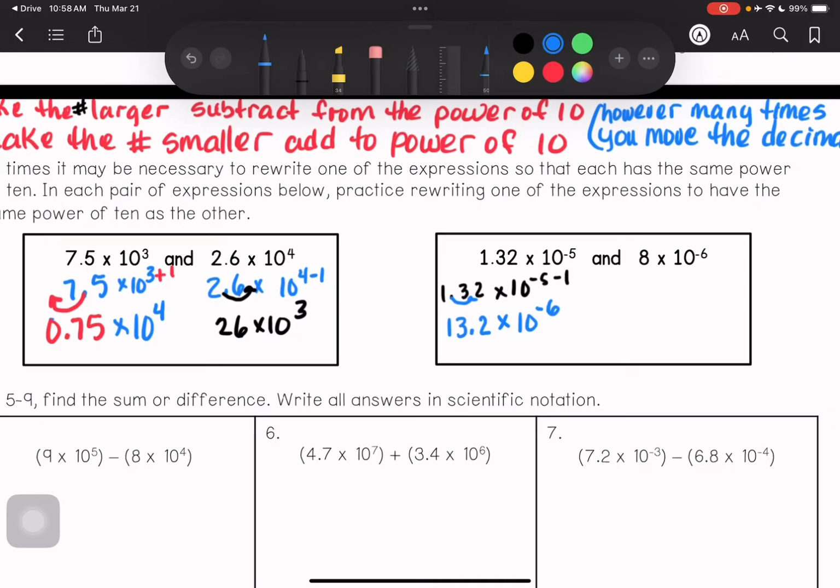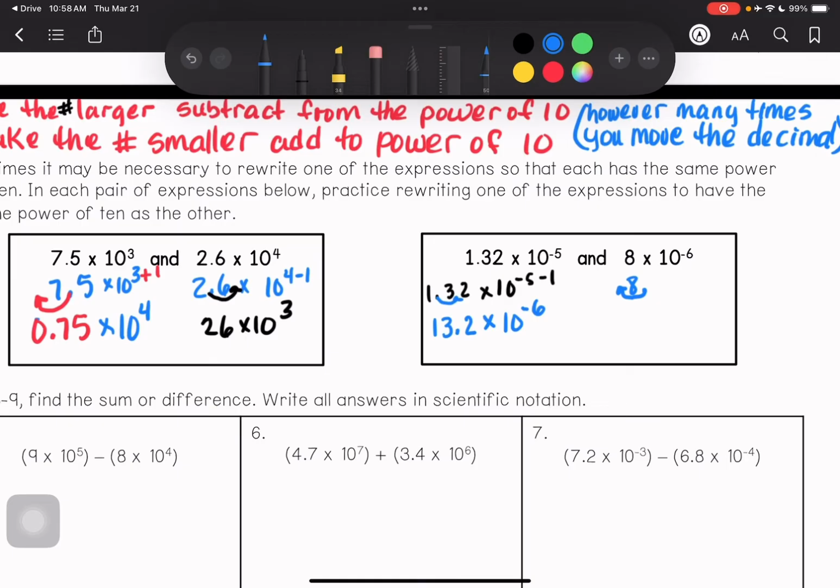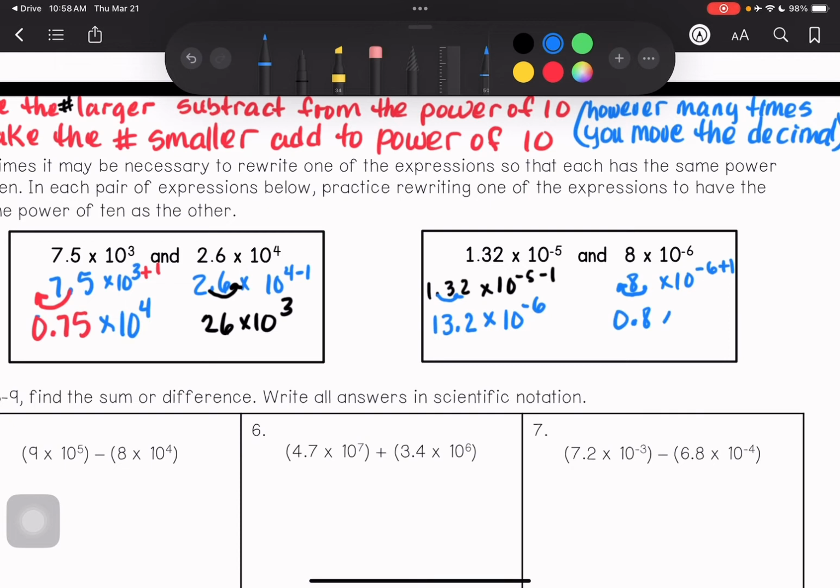The second one, if I want to get the 10 to the -6 to equal -5, I will have to add 1, because -6 plus 1 equals -5. So if I'm adding 1 to the power of 10, I must make my first number smaller by 1. So I need to move it one place to the left. So that gives me 8/10 times 10 to the -6 plus 1. Remember, you make the first number smaller, you make the exponent larger by adding 1. So a -6 plus 1 is to the -5th power.